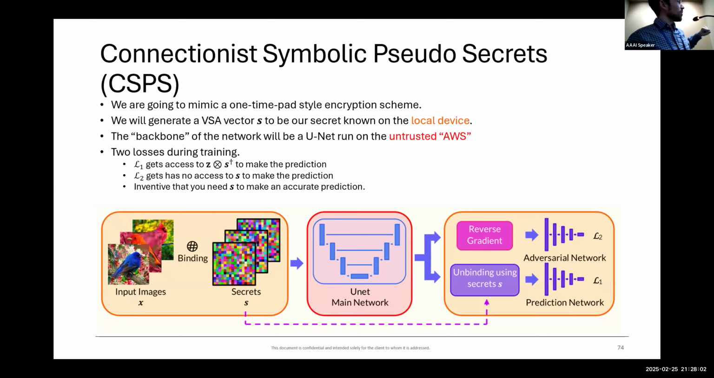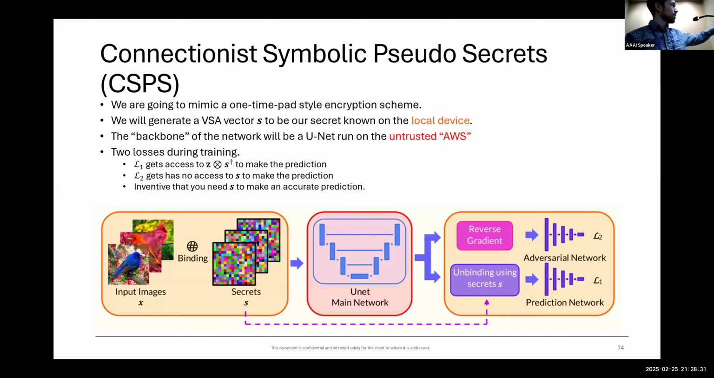And here's our approach. The left and right-hand sides are where we have control, and we're going to do training all locally. We're only going to try and protect deployment. Protecting training is very hard, so we're only going to protect deployment. So we have our input images, we bind them with secrets, we generate the secrets locally, and they're VSA vectors, just random vectors sampled from the void.